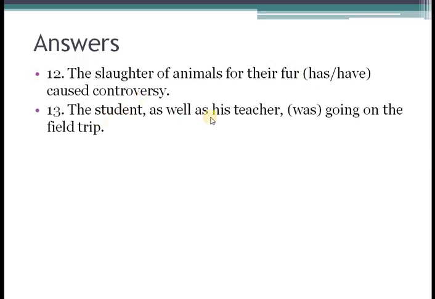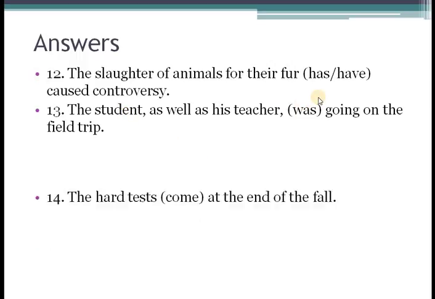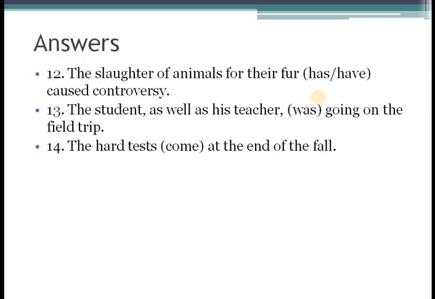The student as well as his teachers. Now, this is a lesson that we're going to look at. In this case, the subject would be student. And because we're referring to one student, not his teacher, as well as his teacher, that would not be taken into consideration because this is an intervening phrase. And so the subject is student and student was. Sorry guys for putting that one in.